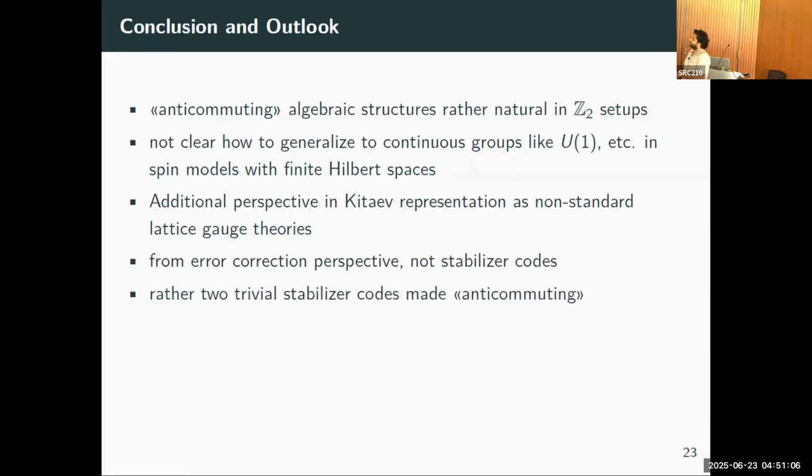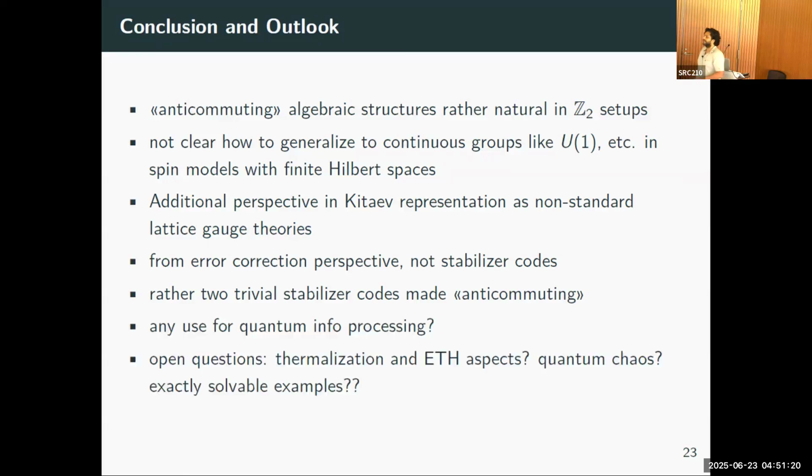There are some additional perspectives. If you recast all of this in the Kitaev representation, from error correction perspectives, these are not stabilizer codes, but rather there are two trivial stabilizer codes which have been made non-commuting. And so, can there be any use for quantum information processing? I have some thoughts there in the paper. And other open questions related, as I mentioned during the talk, to thermalization and so on. And one other very interesting thing for me would be if one can come up with some exactly solvable versions of this in the sense of spectrum.